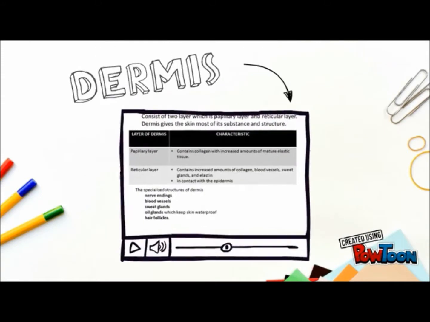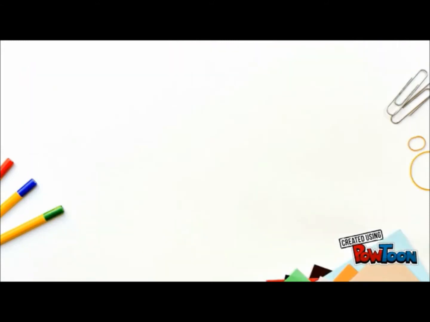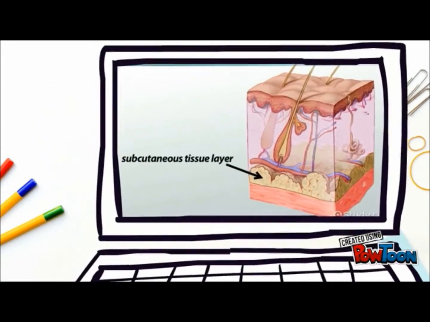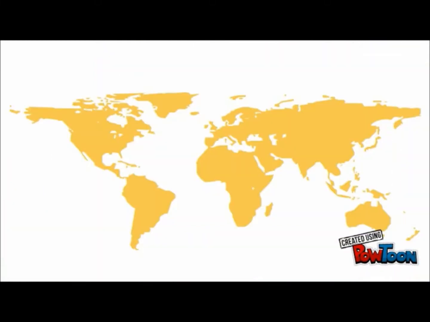The second layer is the dermis. The dermis consists of two layers, which are the papillary layer and reticular layer, and it has specialized structures. The next layer is the subcutaneous tissue layer. It is the innermost layer and is made up of fat and connective tissue. It acts as an insulator and regulates temperature, acts as protection from damage, and has the passageway for nerves and blood vessels from the dermis to muscle.